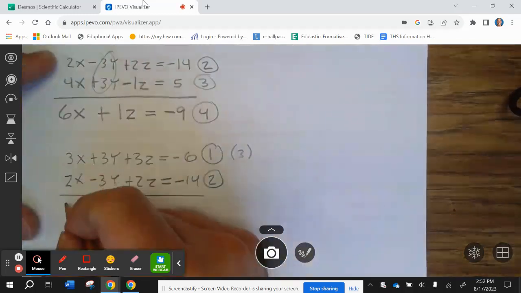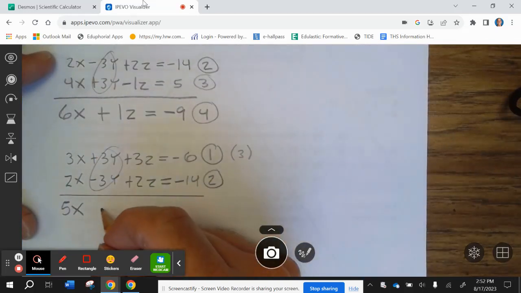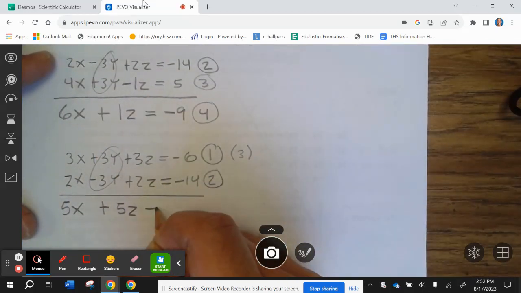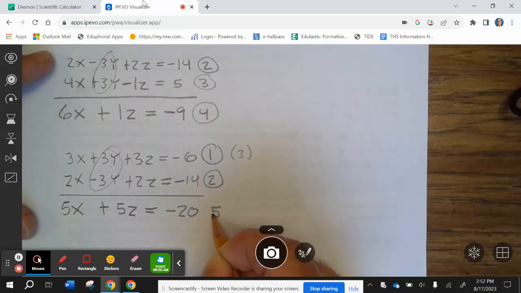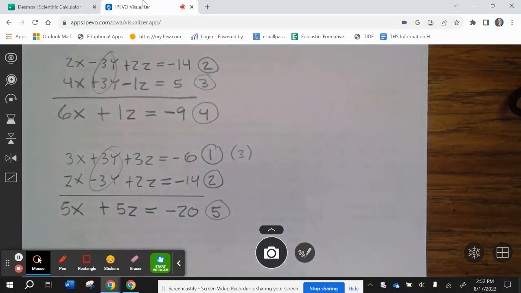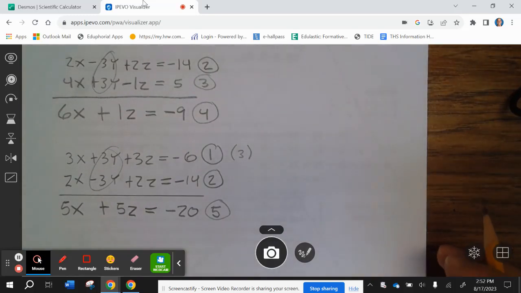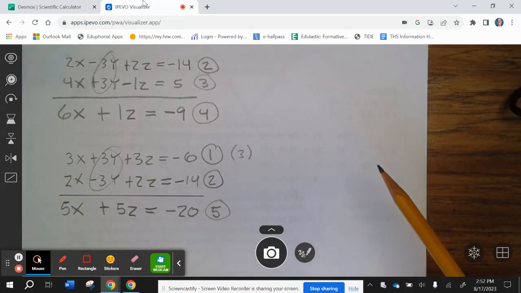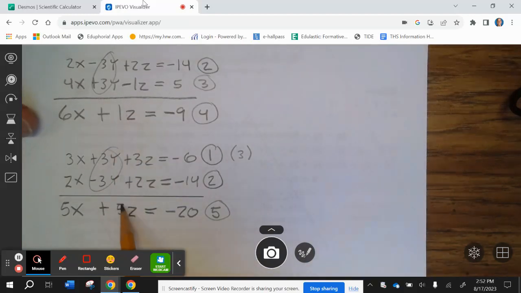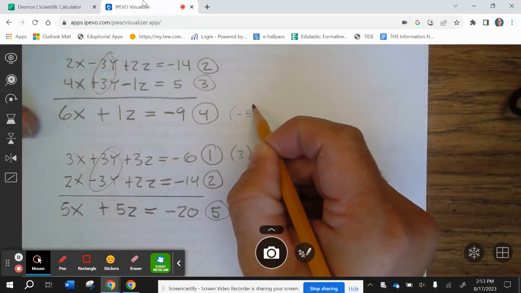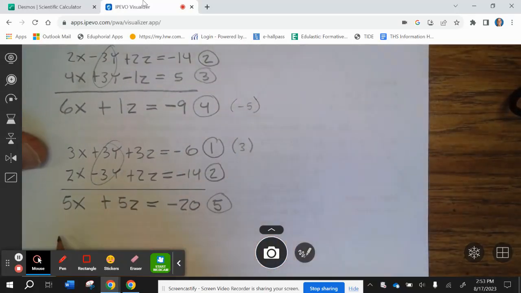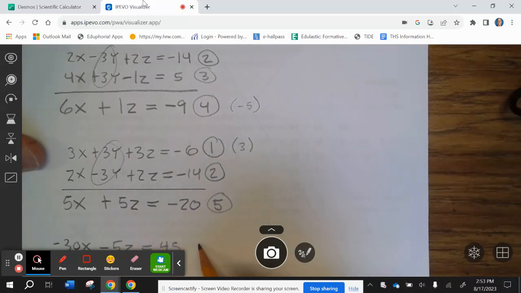Okay, so then we have 5x. This becomes 0 plus 5z equals negative 20. And let's call that equation 5. Okay, now let's try to eliminate, and it looks like probably our best opportunity is here and here. So let's multiply equation 4 by negative 5. Okay, so when we do that, we get negative 30x minus 5z equals 45. And that's equation 4 multiplied by negative 5.